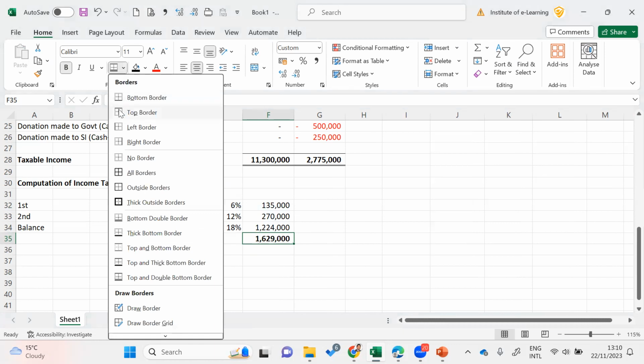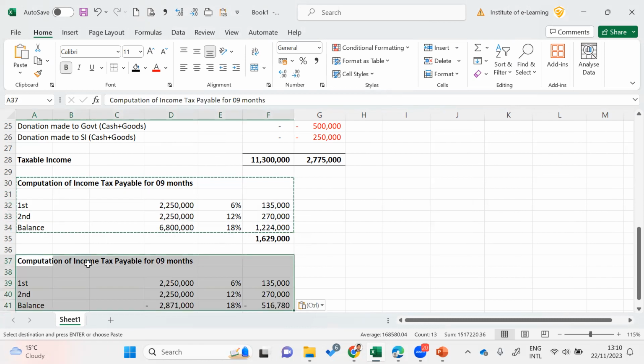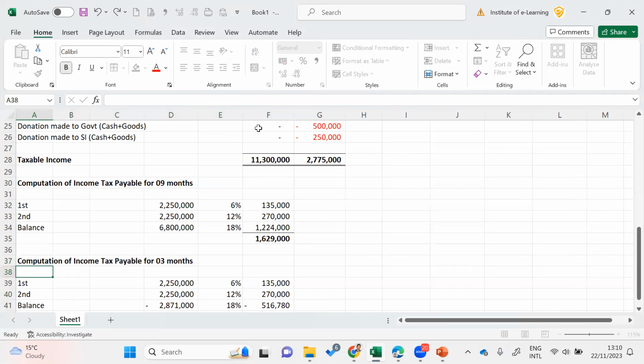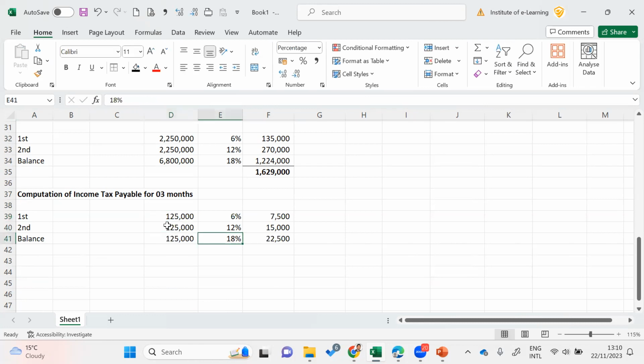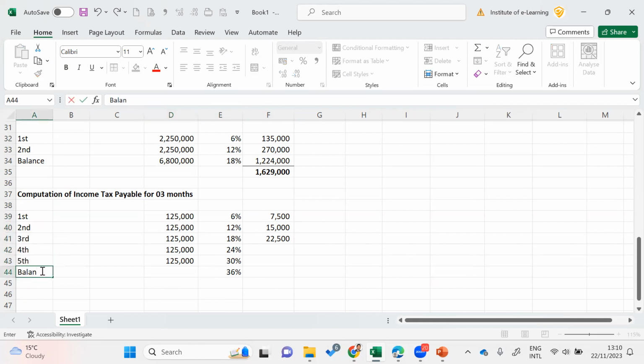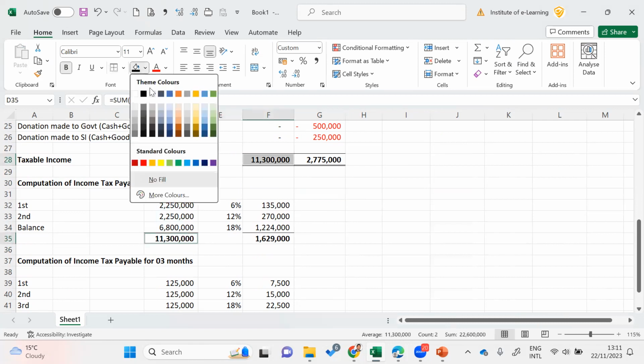Now the computation for the next balance 3 months, January to March. We have to have a separate calculation because the slab starts from 500, but it's applicable for 3 months, so 125, 125, 125. Here 6%, 12%, likewise we will end up with this, first, second, third, fourth, fifth, and then the balance. So the second period, tax liability here is 2.775. How I arrived at this is clear, because this should be equal to this.